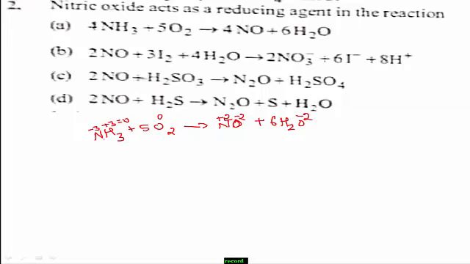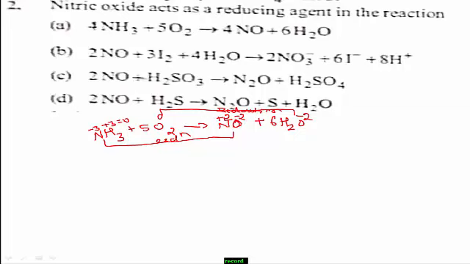As the nitrogen oxidation state changes from -3 to +2, the increase in the oxidation number indicates oxidation, and for oxygen, 0 to -2, a decrease in the oxidation number, indicates reduction, right?